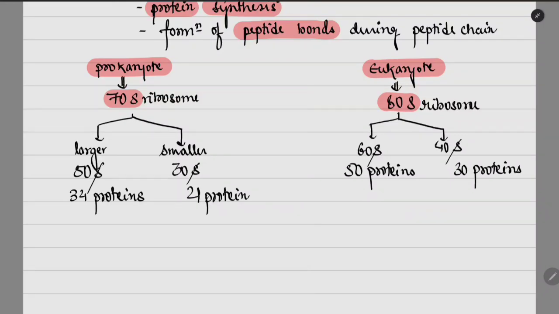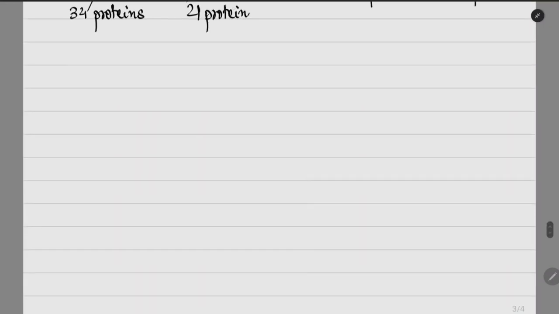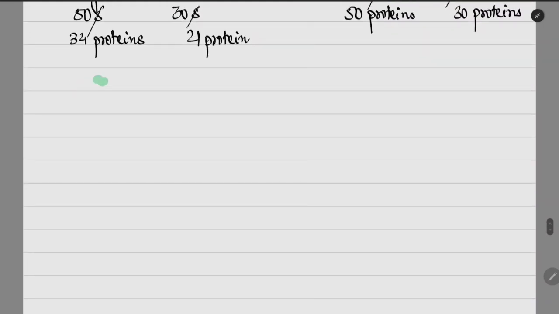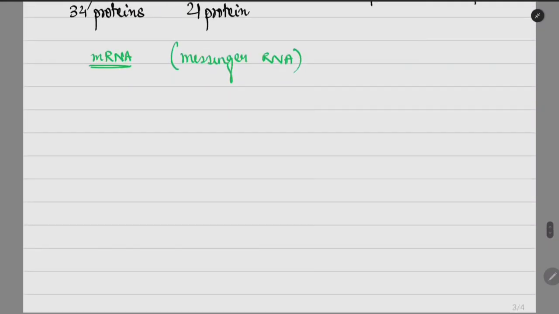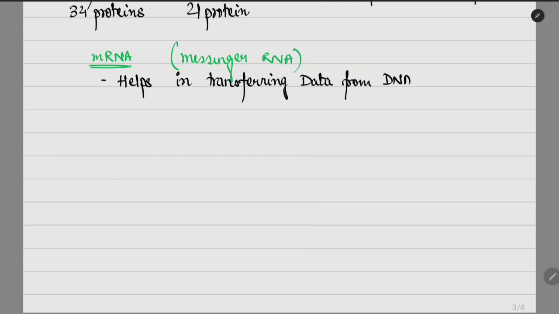Now the second one, that is the mRNA, the messenger RNA. What is the function of messenger RNA? Messenger RNA transfers the message from the DNA to the formation of protein synthesis. So, transferring data from the DNA up to protein synthesis.